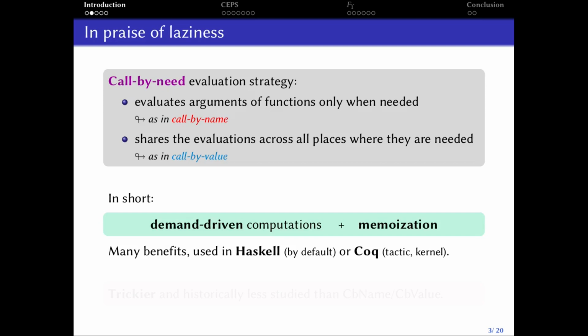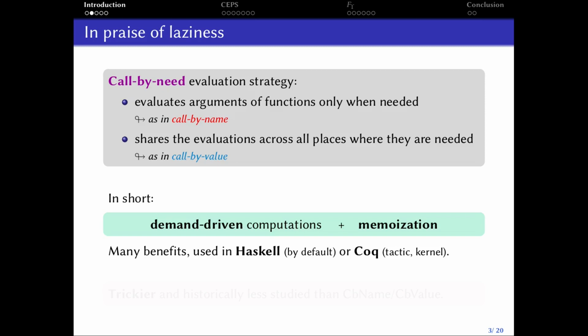So in some sense it is a mix of call by name and call by value. And to put it in a nutshell, call by need is just demand-driven computation: you compute when you need it, plus a memoization technique to avoid recomputing arguments of functions. This evaluation strategy has many benefits.